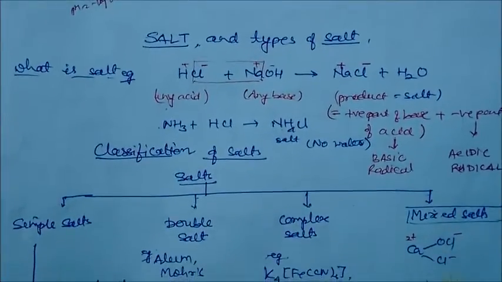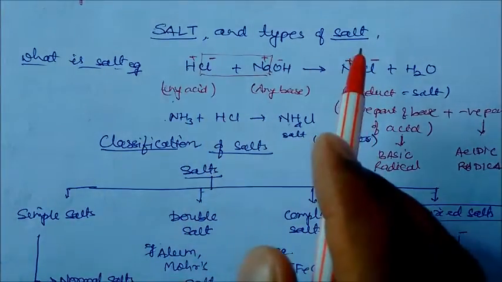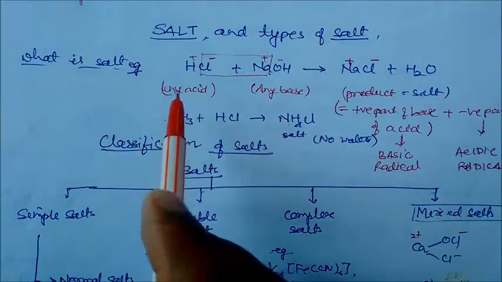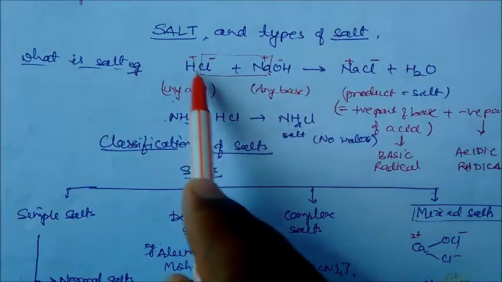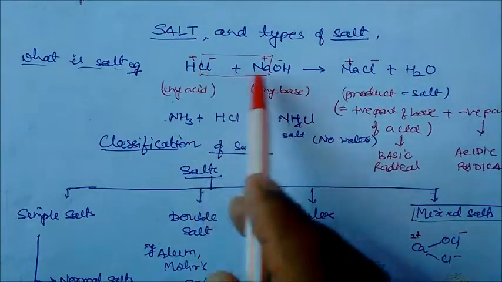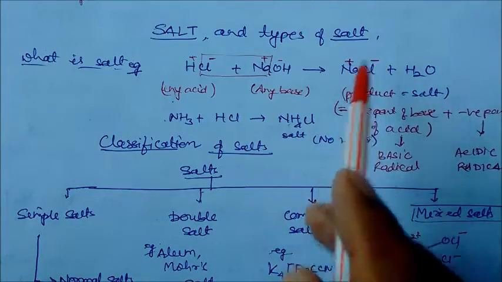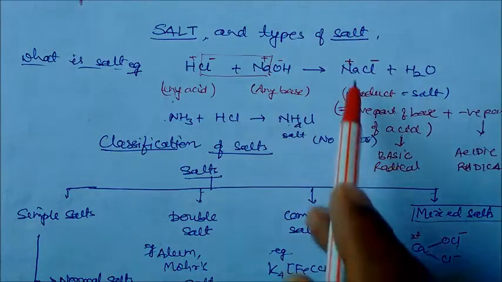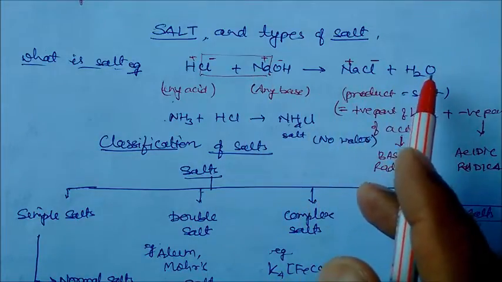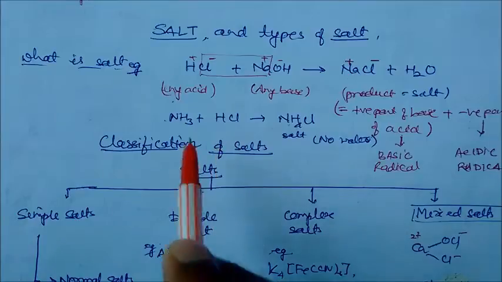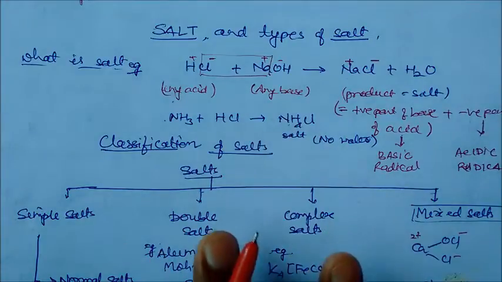Now we will move to one more topic, that is called salt, and types of salt. What is salt? What is the meaning of salt? Salt is nothing but the product of an acid and a base. Any acid when reacted with any base will give salt. Like this is the acid HCl and NaOH, and when they combine, we get the product salt, which has one positive charge and one negative charge. The positive part is called the basic radical, and the negative part is called the acidic radical. In this case, water is also released. There are some other examples in which water is not released, like ammonia plus HCl. It gives ammonium chloride, and there is no release of water, but they produce salt.